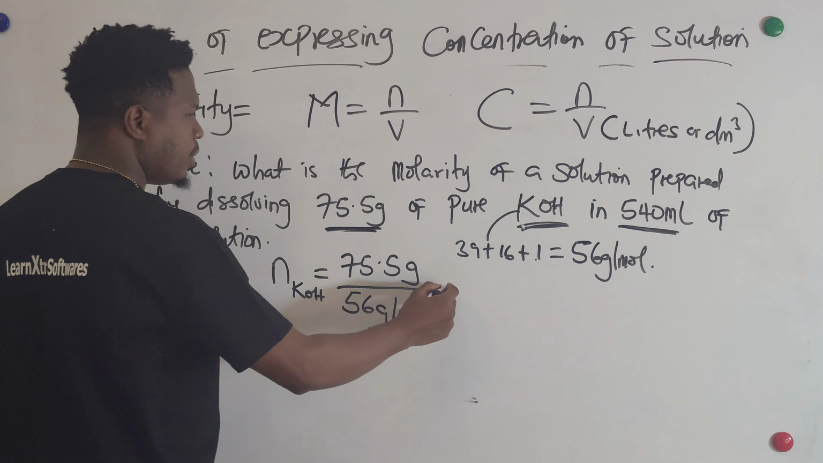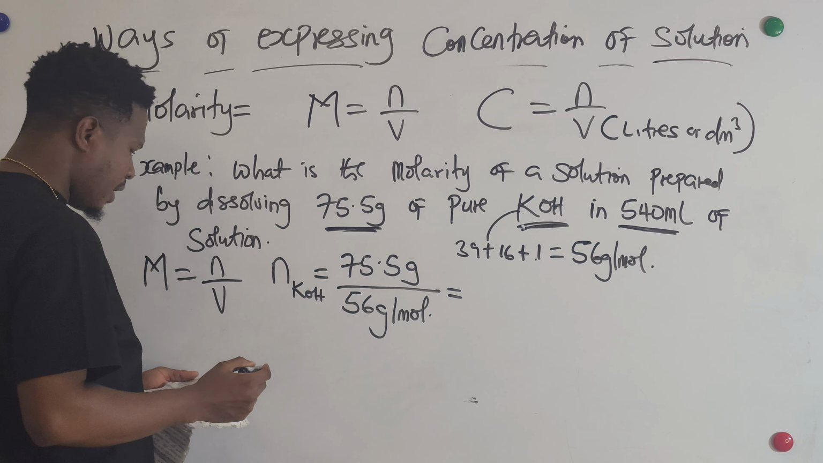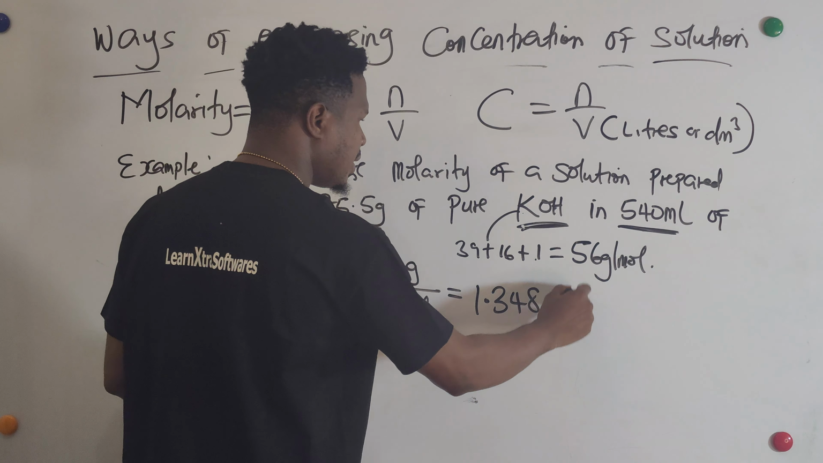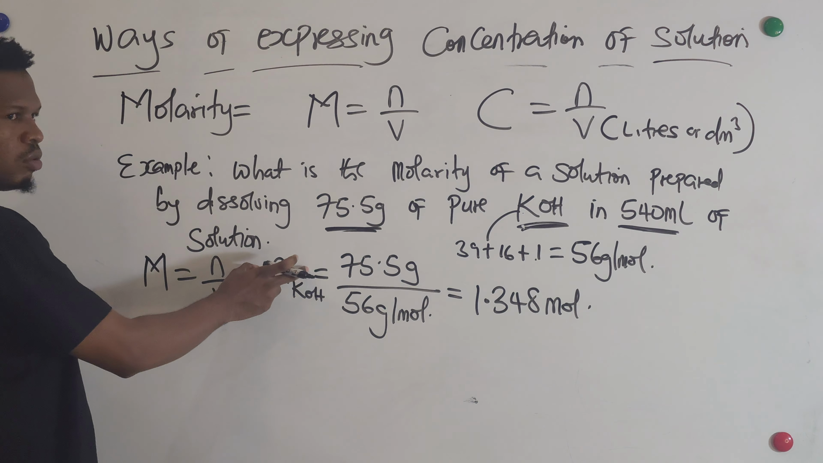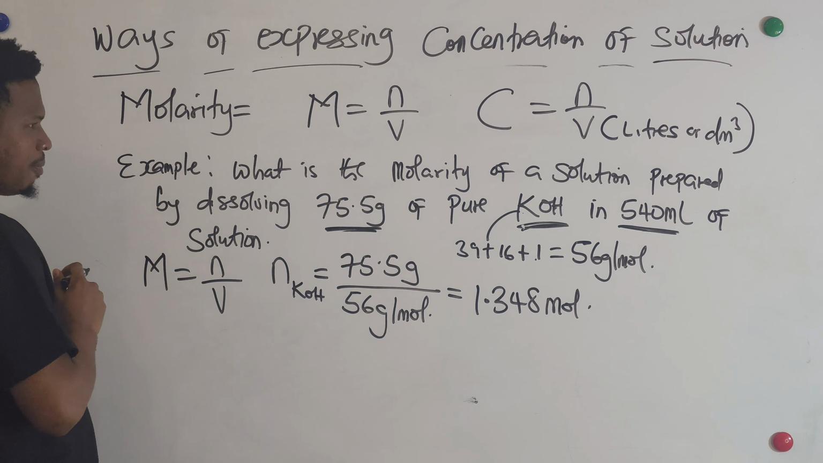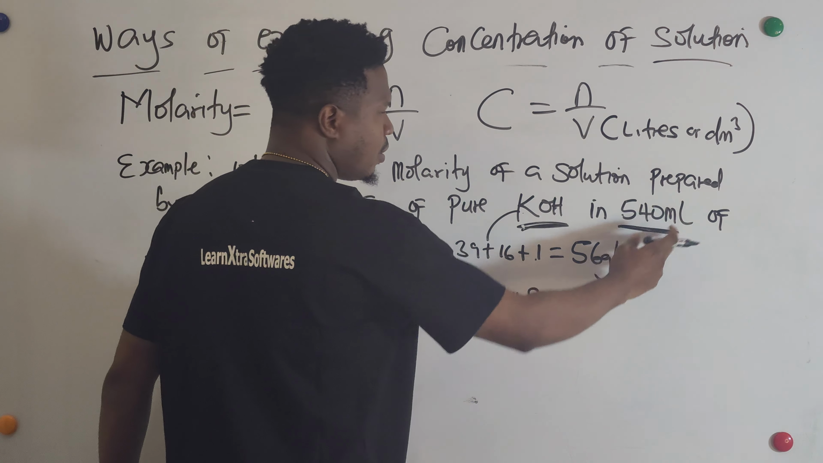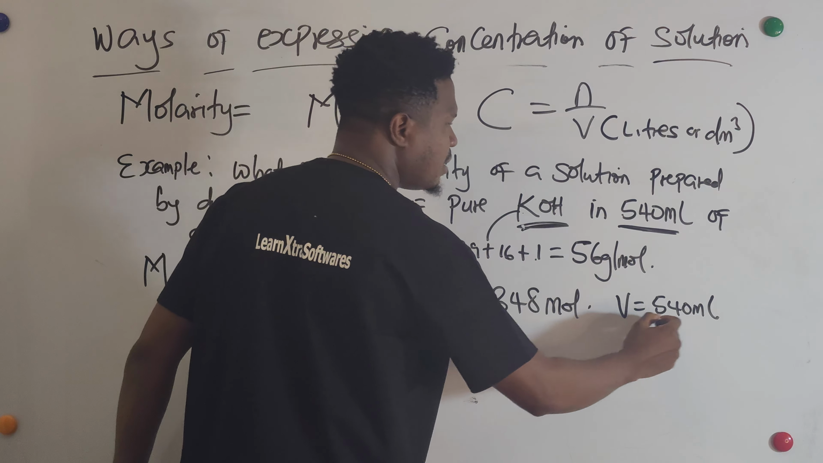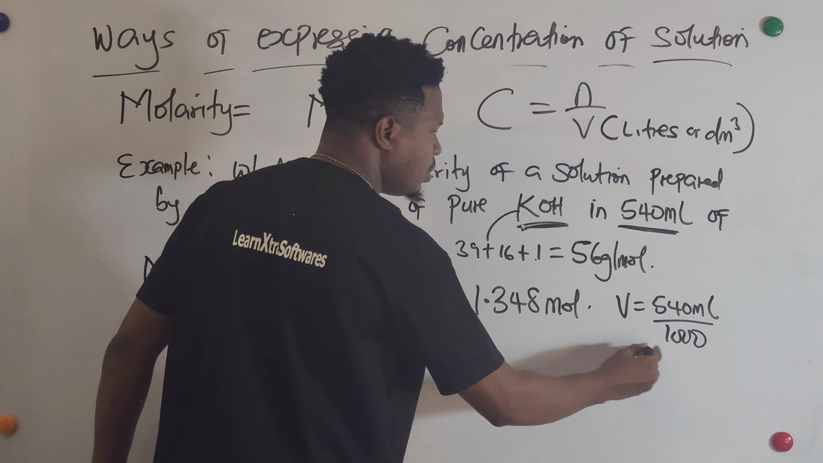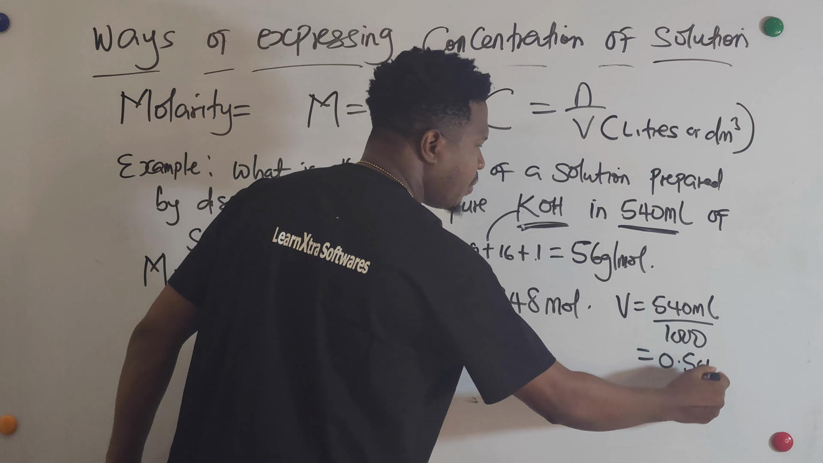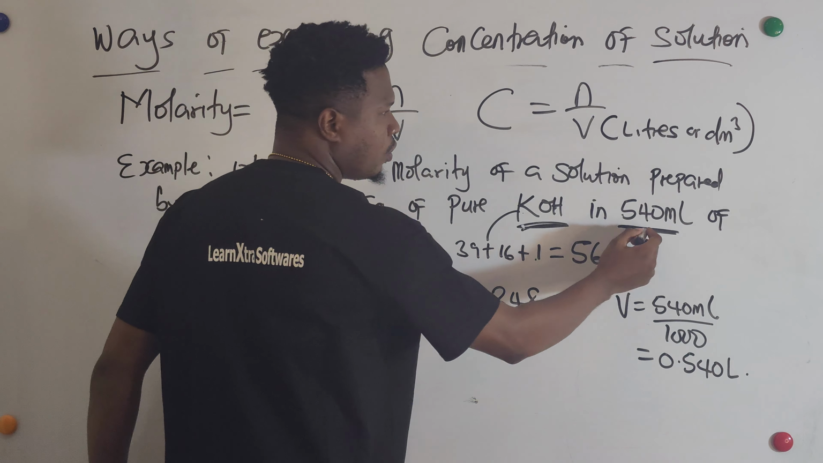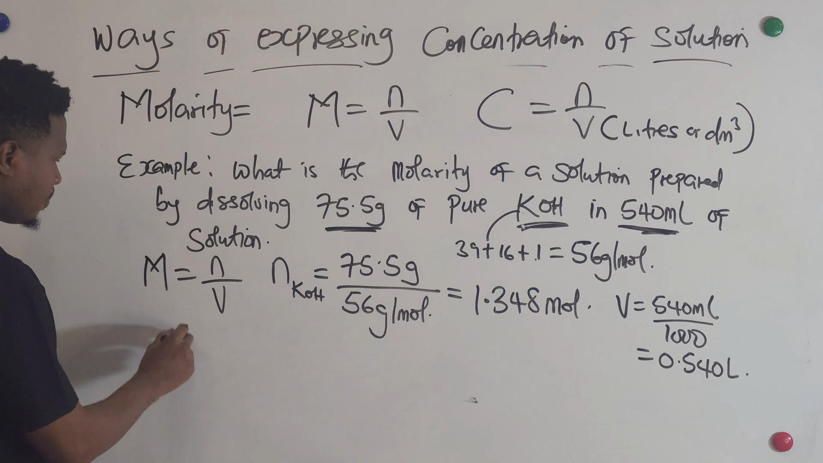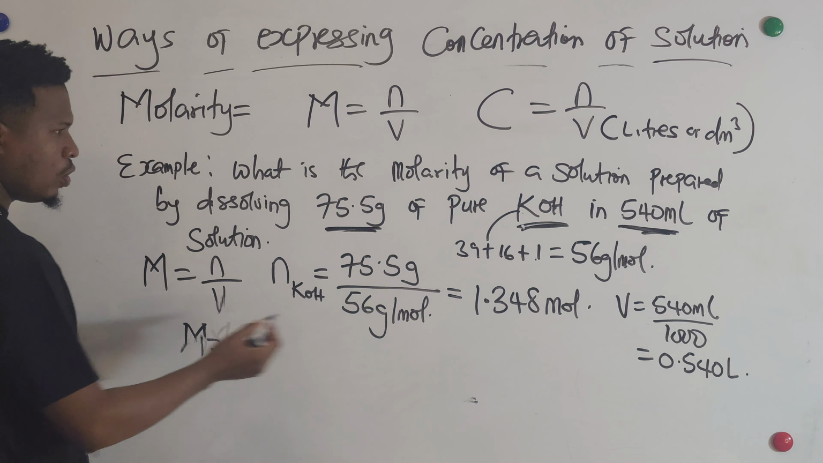When you divide this, what you definitely have here is 1.348 mole. That is the mole for potassium hydroxide. So what next? The volume is not in liters. So volume is 540 ml. You convert it to liter by dividing by 1000. So when you do this division, you end up having 0.540 liter. So remember, convert this to liter by dividing by 1000.